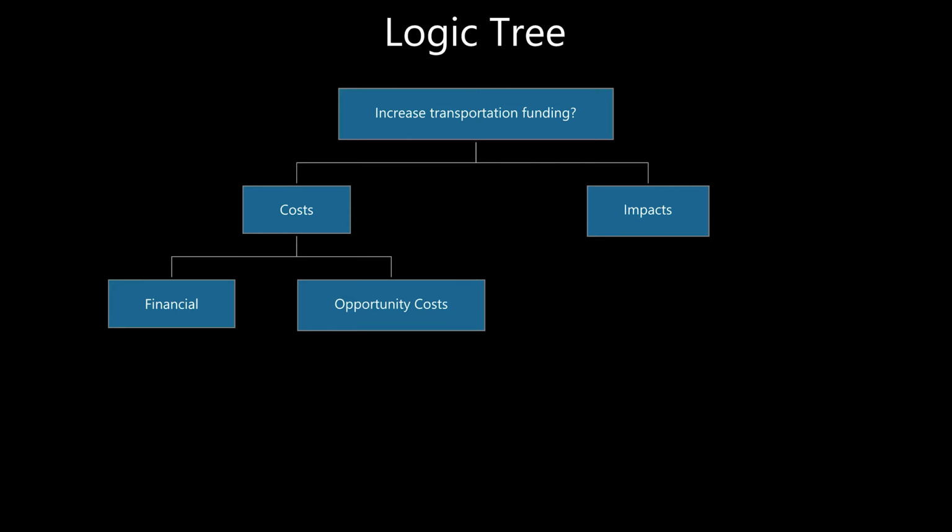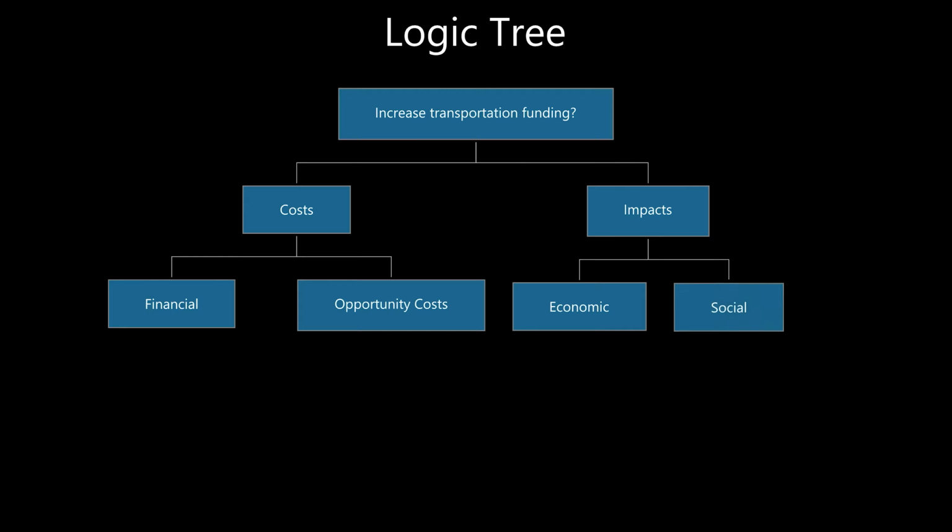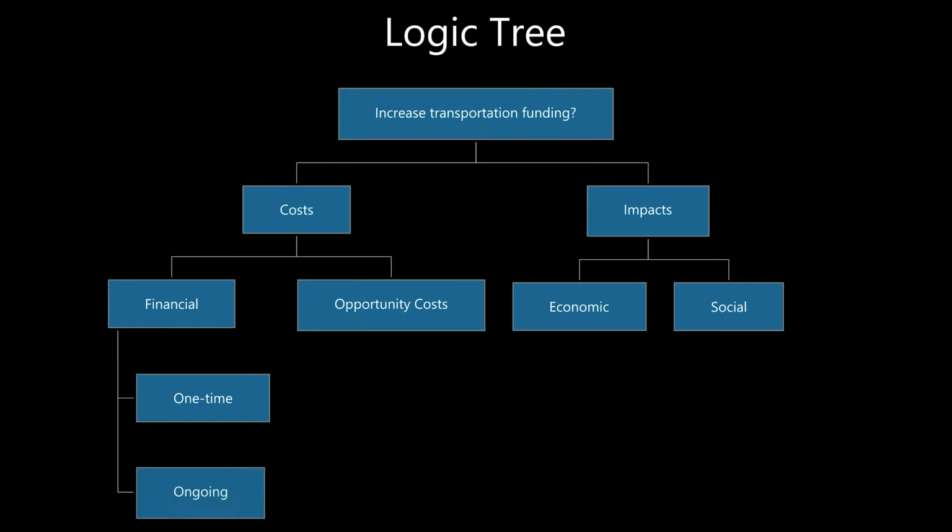For the impact side, there's a few different ways to look at it, but let's say the main impacts are economic and social. So will this help stimulate economic growth? Will it impact the fabric of the community, maybe by making it more accessible to and from other parts of town? And we could keep breaking it out further from there. So for example, the financial costs could break out into one-time upfront ones like buying equipment, and then the ongoing costs like maintenance, salaries, and utilities.